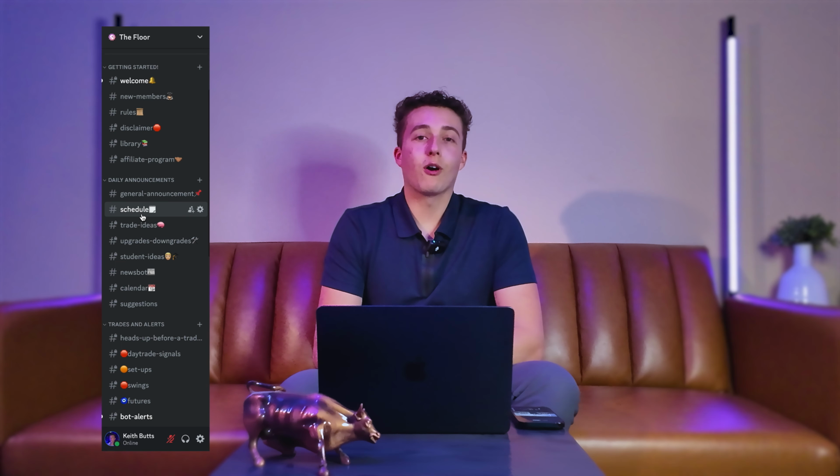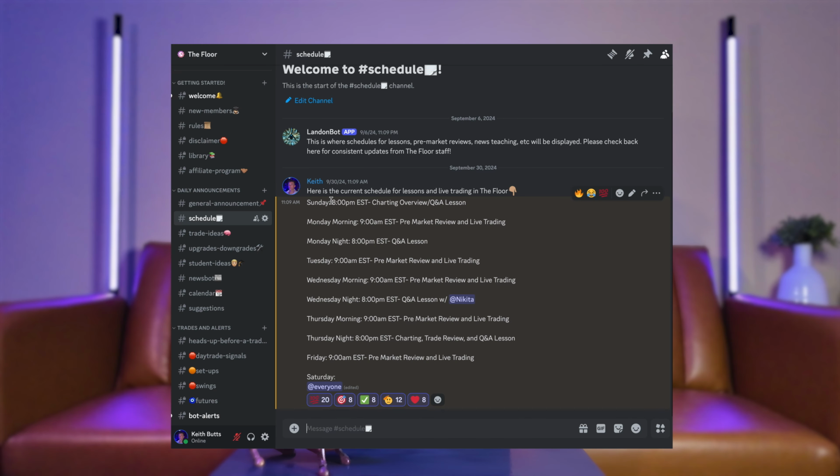So next up, we have our schedule tab, which is basically walking you through our schedule for the week with everything that's going on in the Discord. And this schedule pretty much never changes. So once you check this the first time, make sure you throw all those things in the calendar, set your alerts for that stuff so you don't miss out on anything.